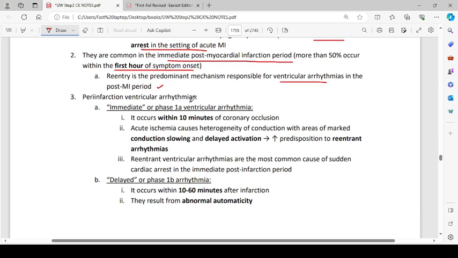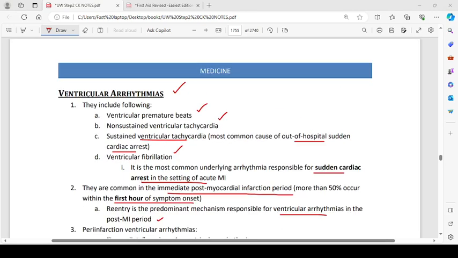Peri-infarction ventricular arrhythmias. So, I'm sorry, there was an interruption. So, I guess before that we were talking about ventricular arrhythmias.